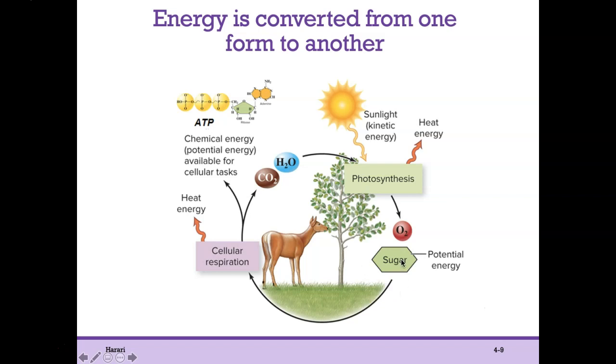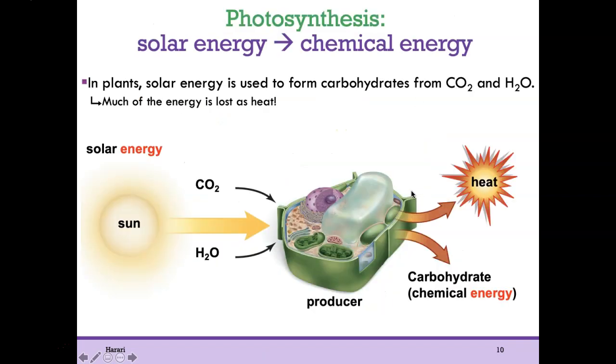So we convert the energy in sugar. We can't just use sugar. We can only use ATP for energy in our cells. So we take the energy from sugar and we convert it into usable energy in the form of ATP. And of course, every time we convert energy from one form into another, we lose heat. So that's where you see heat being lost here and here.